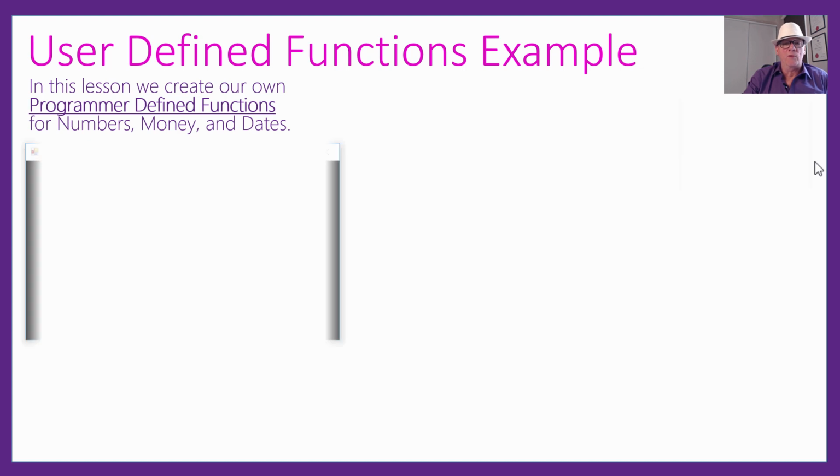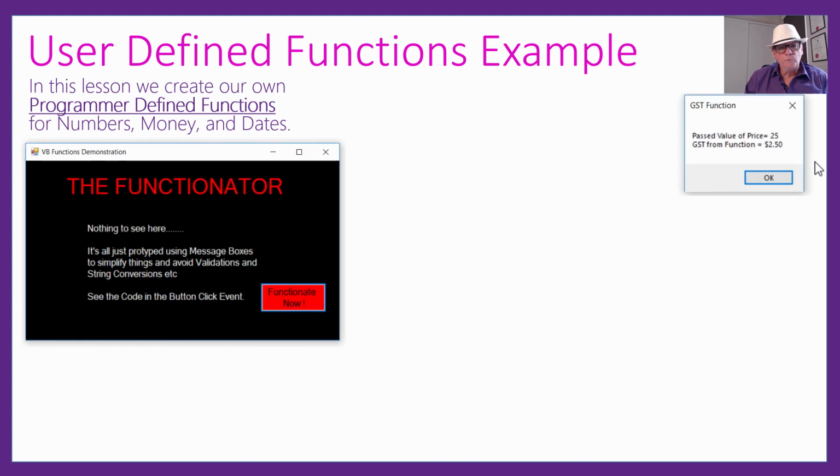So the 3 different examples we're going to look at. What we've done with this was, rather than have things input on the screen and have to do validation and conversions and all these things, we just had this blank screen, and the only important thing in it is this button, Functionate Now, the Functionator. When you press Functionate Now, it's going to do some hard coding. So we had hard coding here.